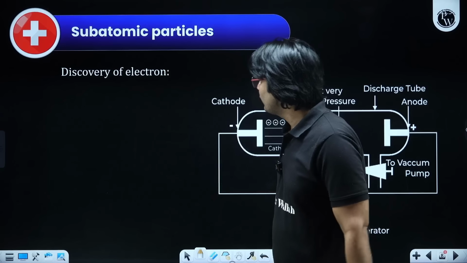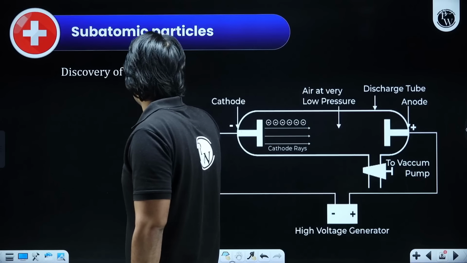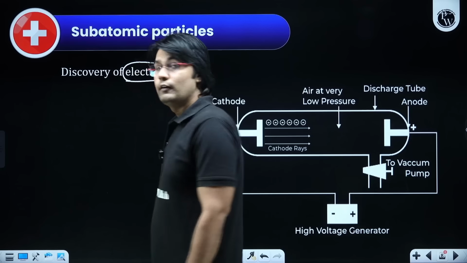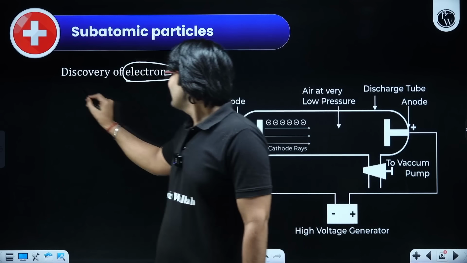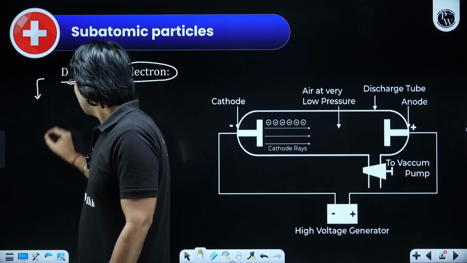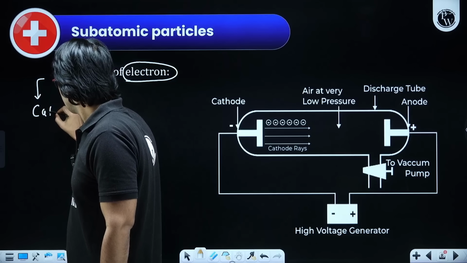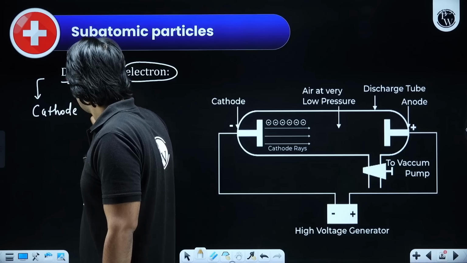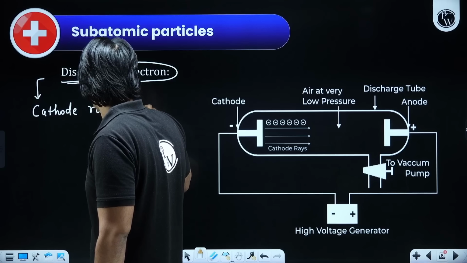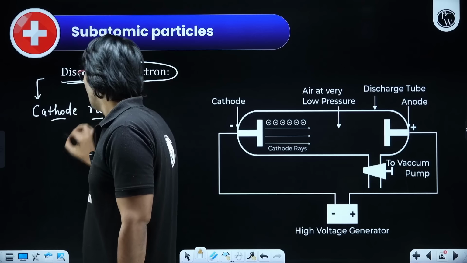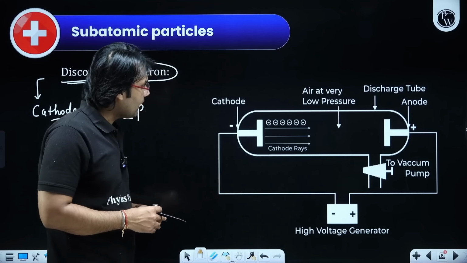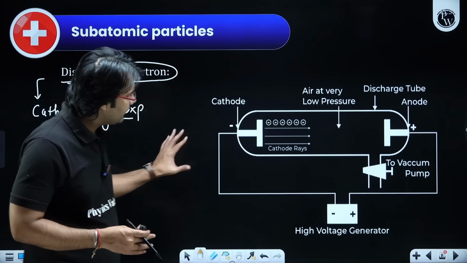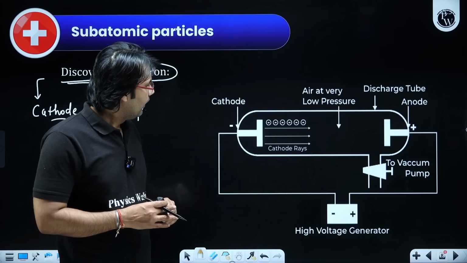So first of all, if you talk about electron, electron is one of the fundamental particles which is present in your atom. But if you talk about discovery of electron, you must have heard this, I think learned this, that electron was discovered by cathode ray experiment. And this experiment was performed by Sir J.J. Thomson, right? And how he performed this experiment, so here we have a setup for that experiment.